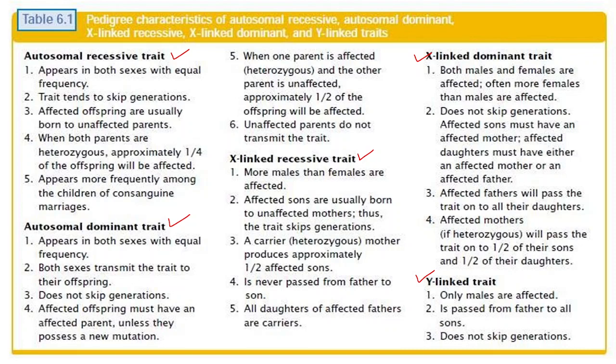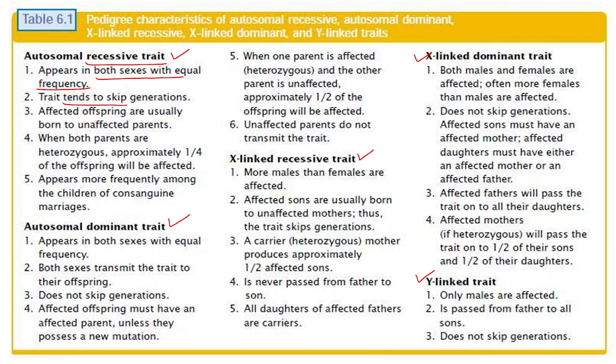In the autosomal recessive trait, what are the rules? It appears in both the sexes with equal frequency. If the trait appears in both males and females with equal frequency, then it may be an autosomal recessive trait. It also has the following characters. The traits tend to skip generations. Do remember, a very important point: in case of recessive traits, skipping of generations is seen.